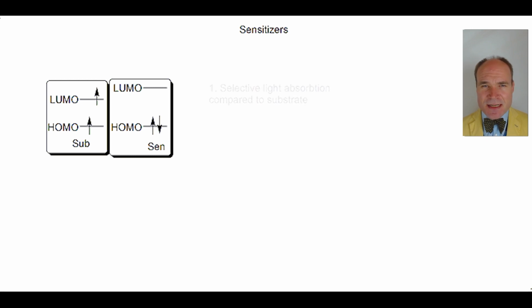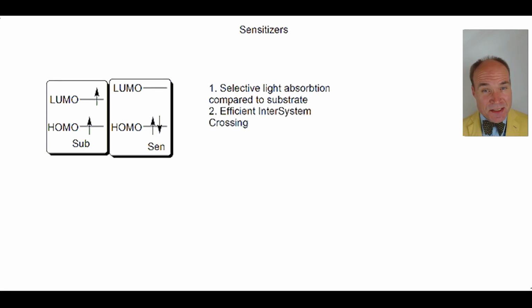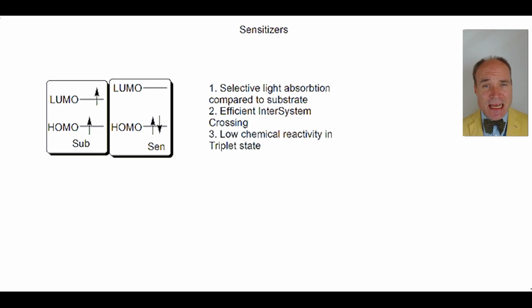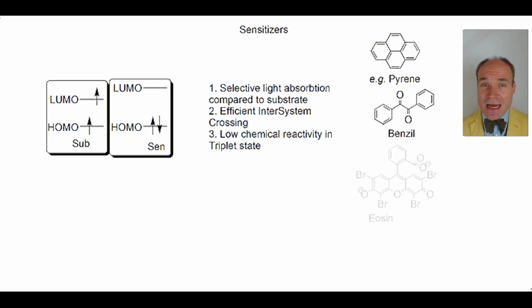A good sensitizer selectively absorbs light when compared to the substrate. It has efficient intersystem crossing from singlet to triplet state, and in its triplet state has limited chemical reactivity, so it won't be converted into something else that doesn't have the sensitizer's properties. Examples of sensitizers include pyrene, benzyl, and eosin.